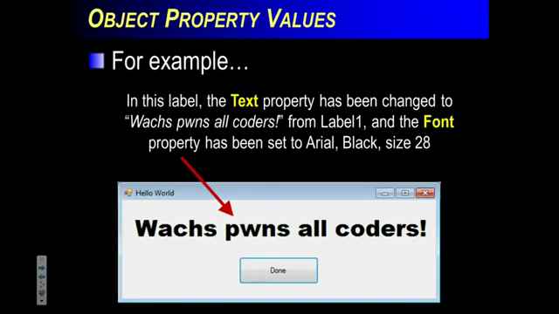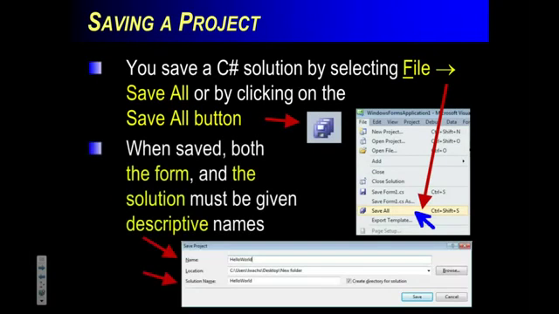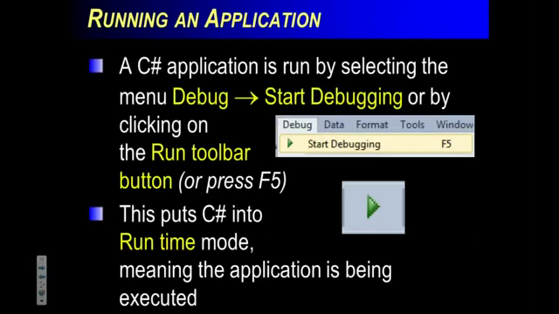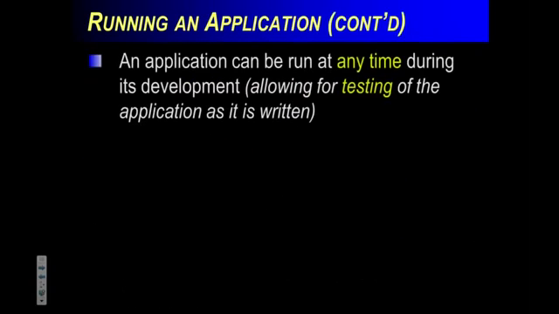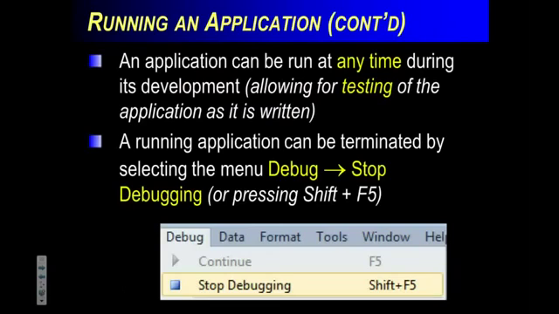Then I do an example, and that's a true statement, and it changes the properties. And then the saving process is also covered in here, and then how to run it, also covered in here.